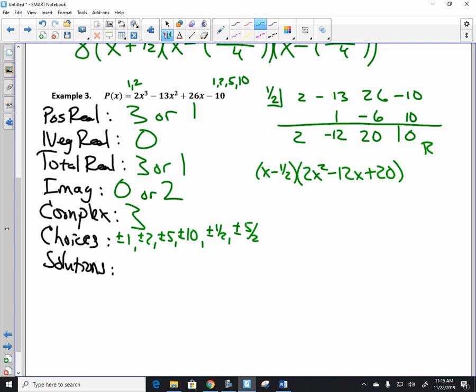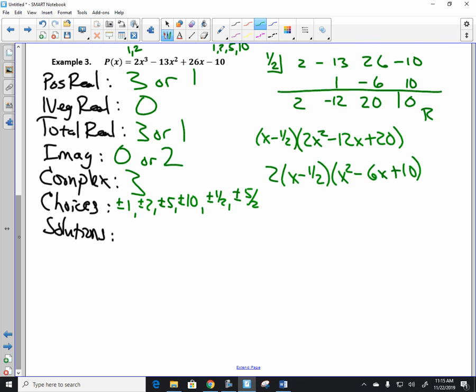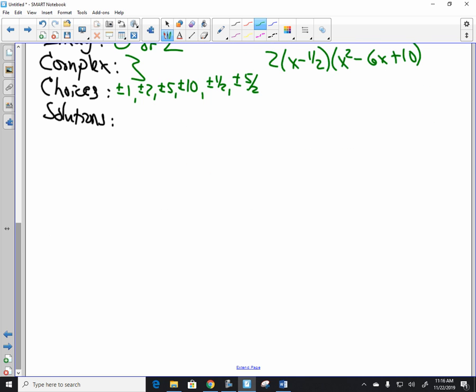Does 2x squared minus 12x plus 20 factor? What can you take out? Take out a 2. X minus a half times 2 times x squared minus 6x plus 10. Does x squared minus 6x plus 10 factor? It doesn't. So what do we have to use?